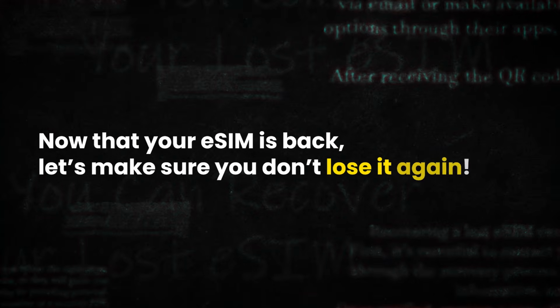So now your eSIM is back and it's time to make sure that we don't lose it again. For that, make sure that you save the QR code of your eSIM or save the activation details somewhere. If you are switching your iPhones, make sure to click on transfer eSIM in the cellular settings instead of clicking on delete it. That's it. Your eSIM recovery is back in no time.